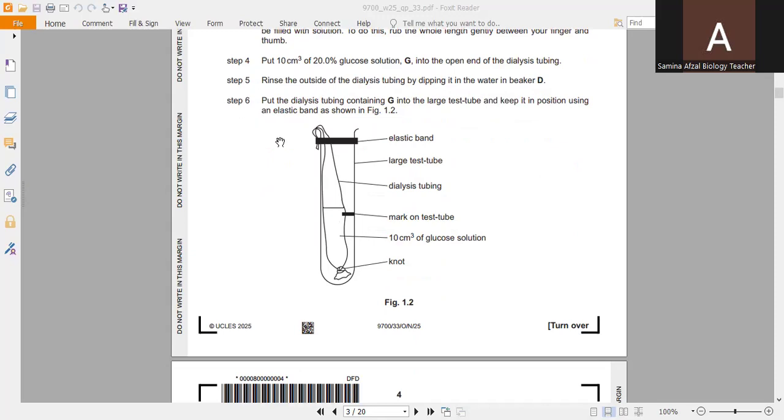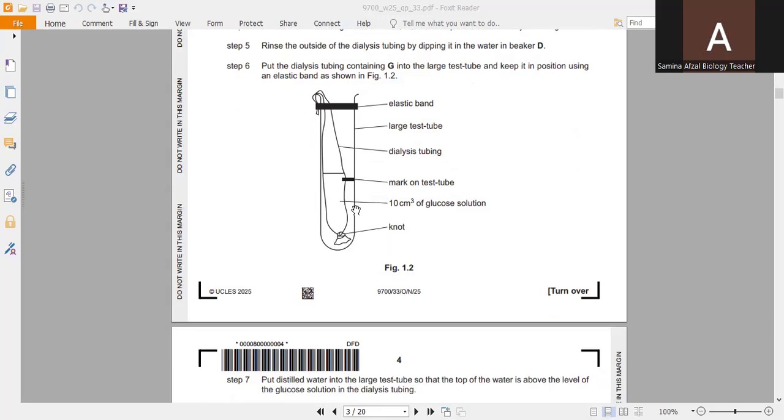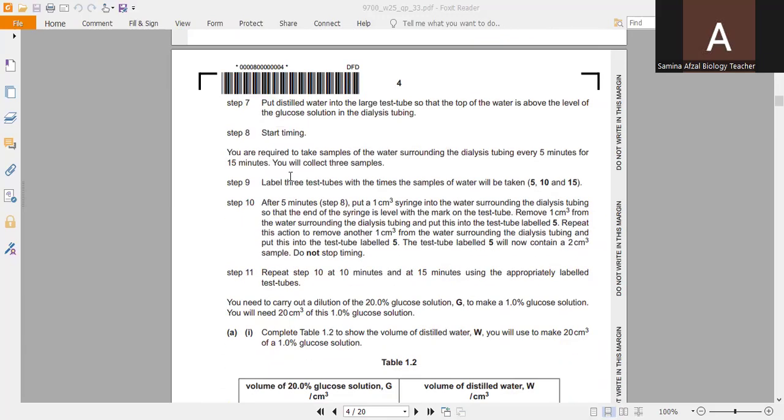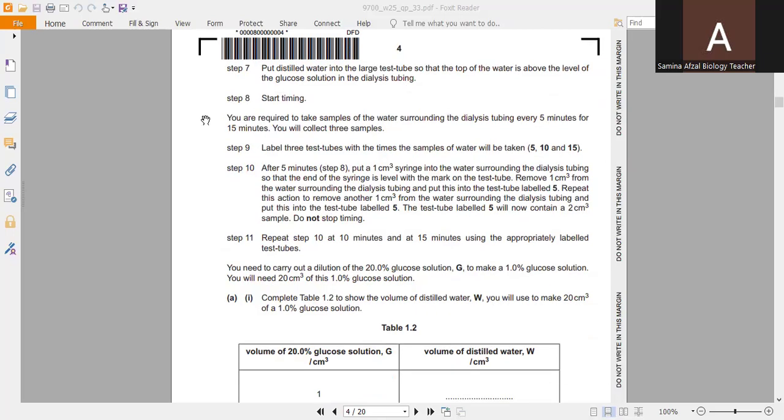So put the dialysis tubing containing G into the large test tube and keep it in position using an elastic band. As shown in figure 1.2, you can see the knot and you can see this elastic band and you can see this large test tube and the dialysis tubing inside. So you have to put the 10 cubic centimeter of the glucose solution, and outside the tubing is the distilled water. Now step 7, add distilled water into the large test tube so that the top of the water is above the level of the glucose solution in the dialysis tubing. So distilled water should be above that level.